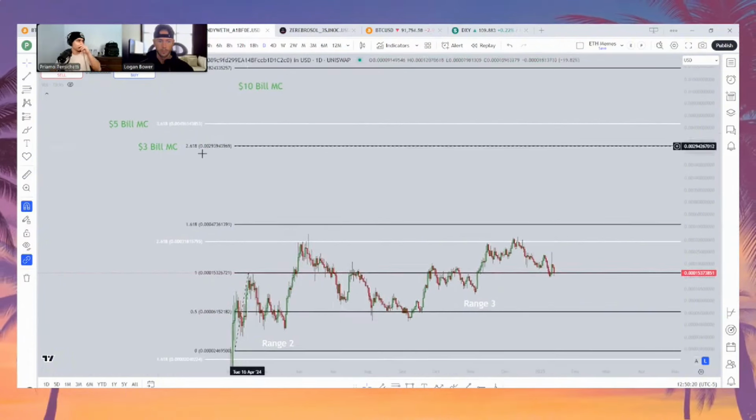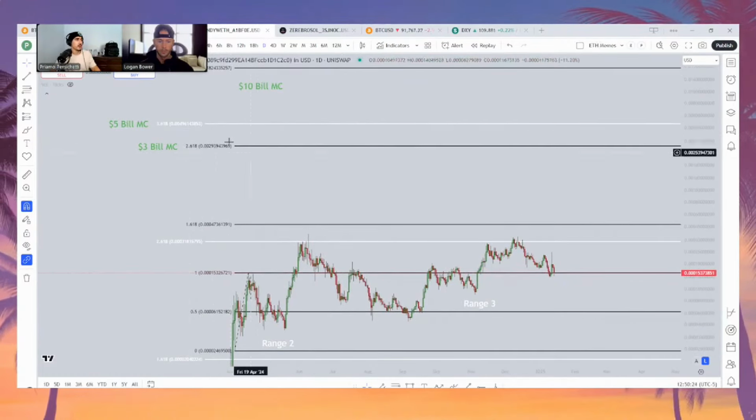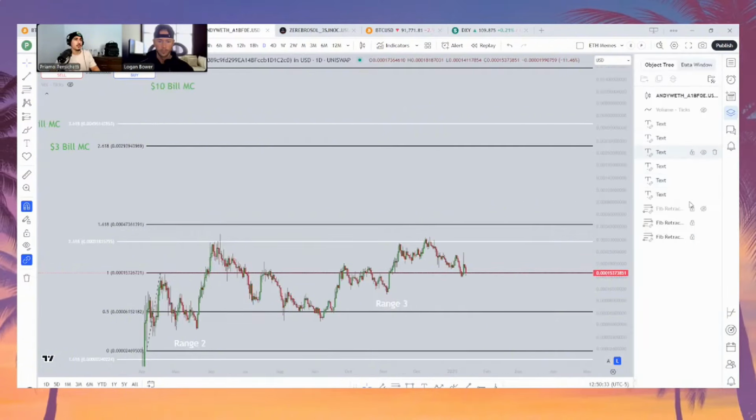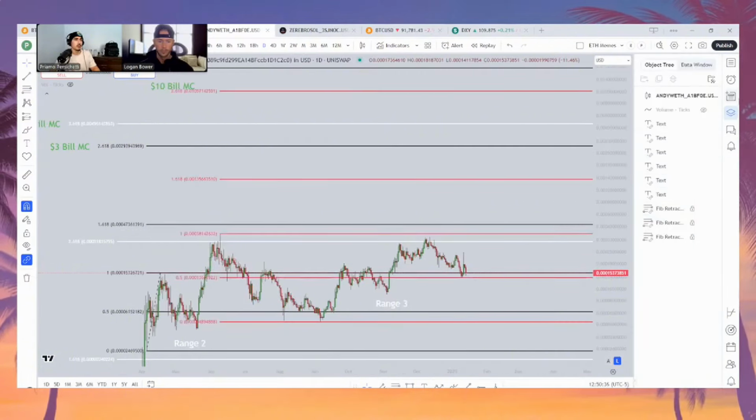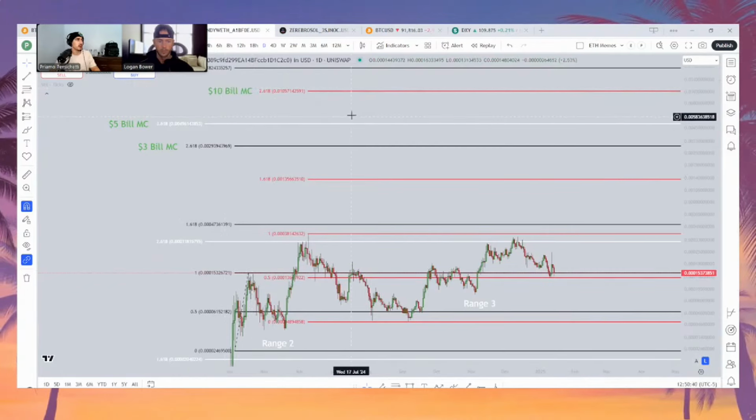From range 2, this one right here, if you get the 2.618, which there's some confluence in here, that's a $3 billion market cap. If we go to 3 billion, that's a 15x from here. So 1,000 into $15,000. If we turn on the third fib from the newest range, the 2.618 is right here.